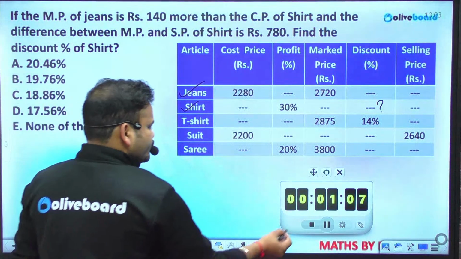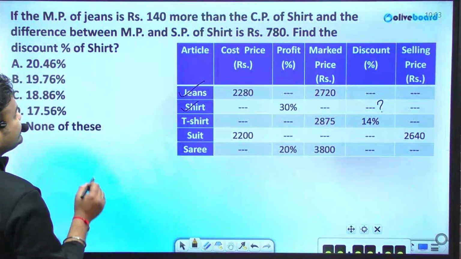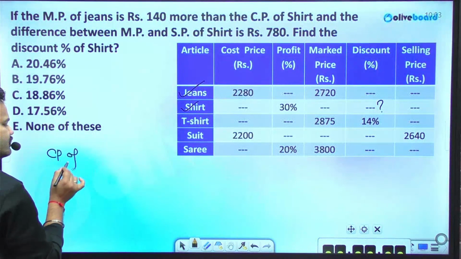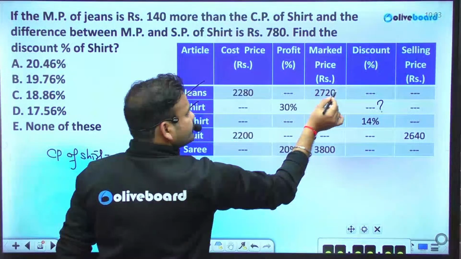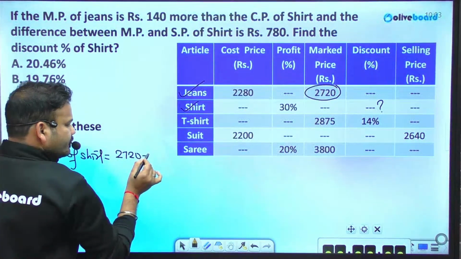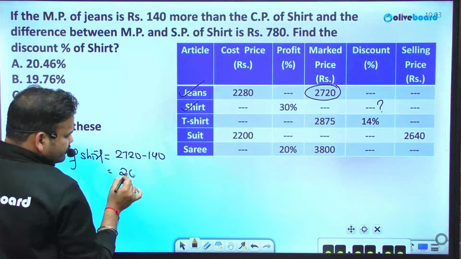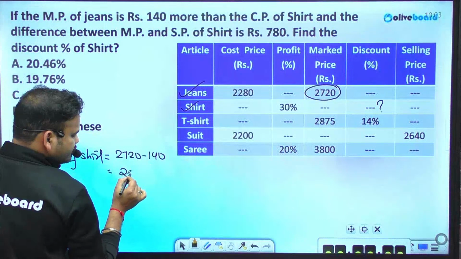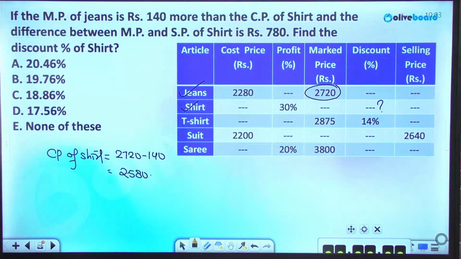Okay, so let's calculate this. The MRP of the jeans is rupees 140 more than the cost price of the shirt. Cost price of shirt we don't know, and cost price of shirt depends upon the MRP of jeans. So 2720 minus 140. So this will be 2680. Sorry, 2580. So this happens to be the cost price of shirt.